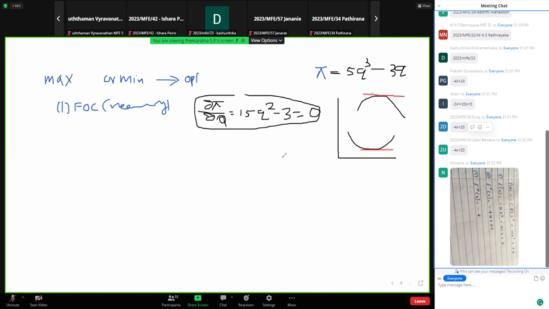For that, we have to go for the second order condition, what we call the sufficient condition. What does that mean? You differentiate this equation one more time, what we call second order differentiation. Now, if that happens, the profit function becomes 30q, because 2 multiplied by 15, and q is the answer.